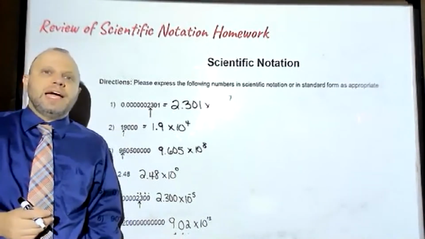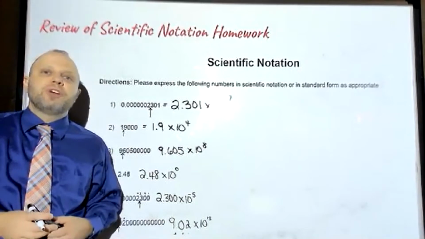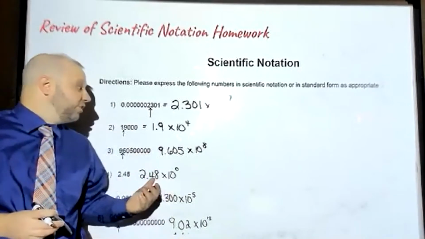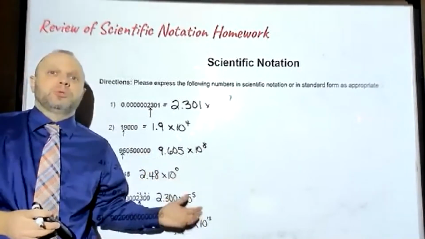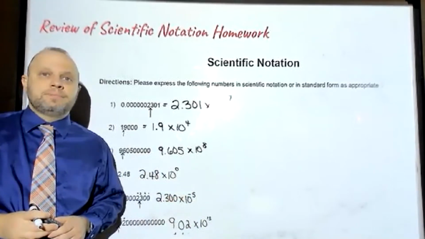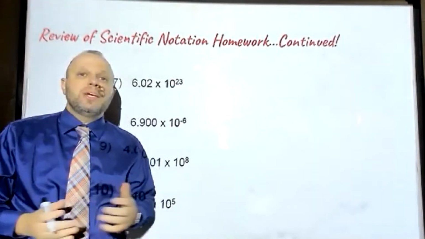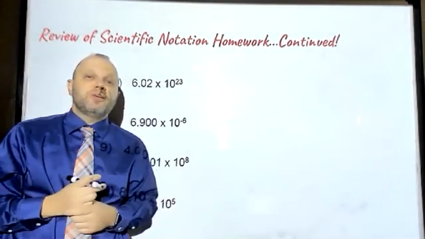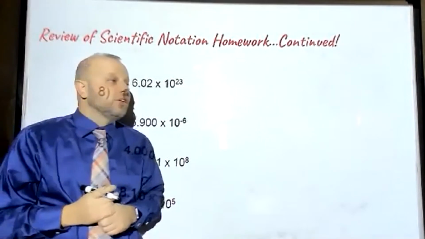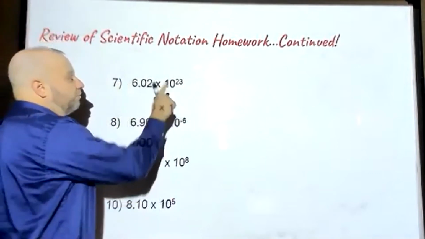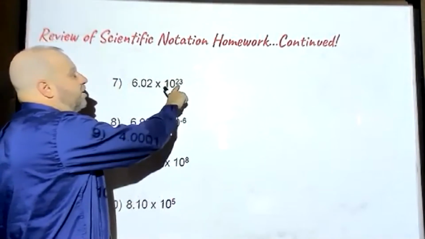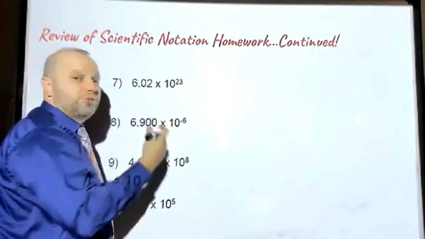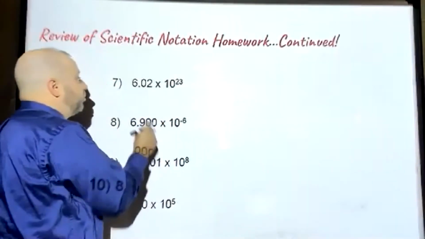Now we're going to take a look at some problems where we go from scientific notation back to decimal notation. So here we have some numbers that are in scientific notation. We're going to convert them into decimal notation. So in this first one, the first thing that I want you to look at is we have a positive exponent. So this is going to be a number that's greater than 1.